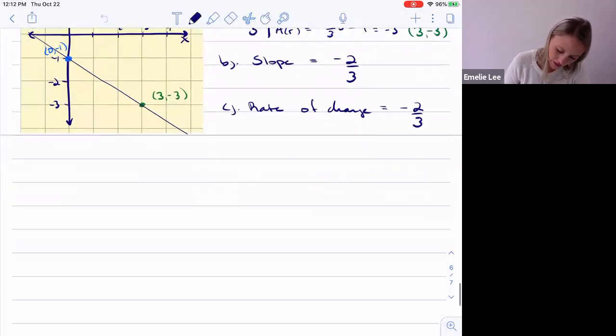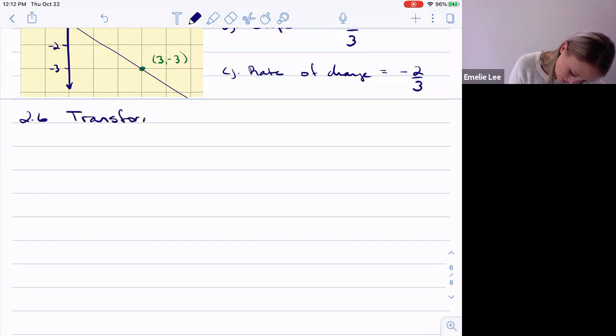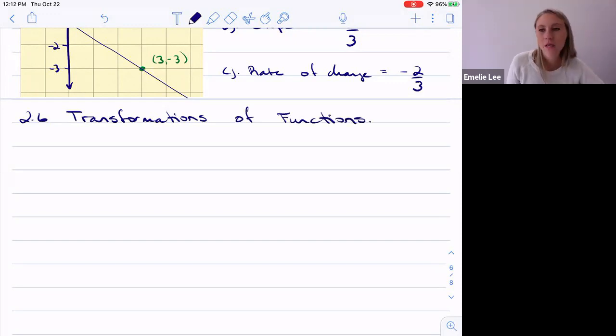So for section 2.6, 2.6 is called transformations of functions. Before we dive in here, there are two main things that we need to remember, and then there's other things, but two main things that we need to remember.